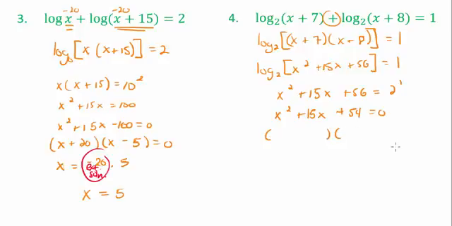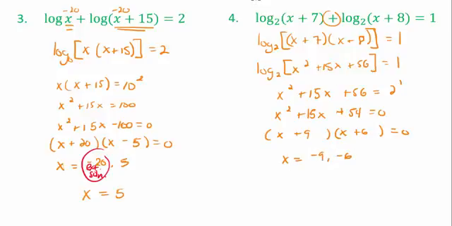Again, I choose to factor, but if you cannot think of the factors, because remember, not all quadratics are actually factorable, then what you can do is use the quadratic formula. But in this case, what I get is x plus 9 and x plus 6 when I factor this, which results in 2 solutions of negative 9 and negative 6.